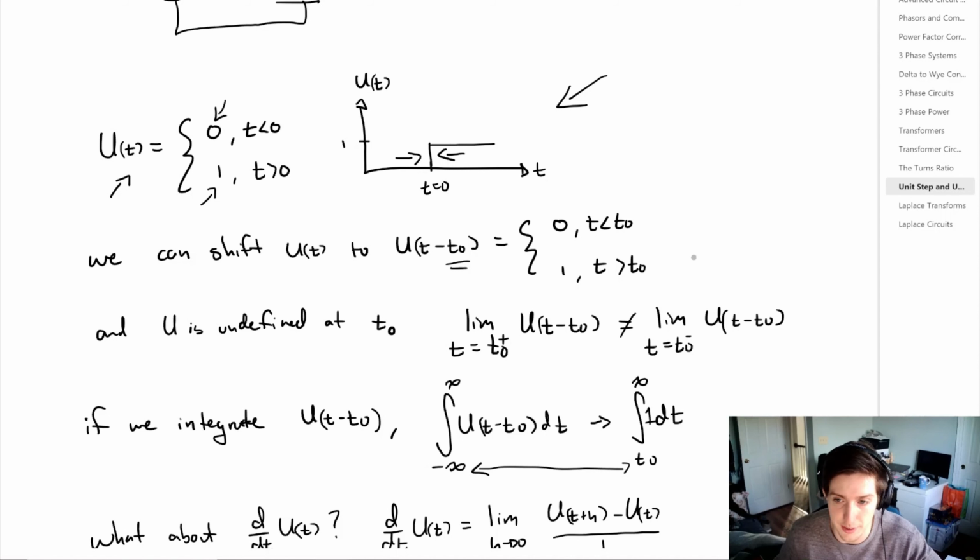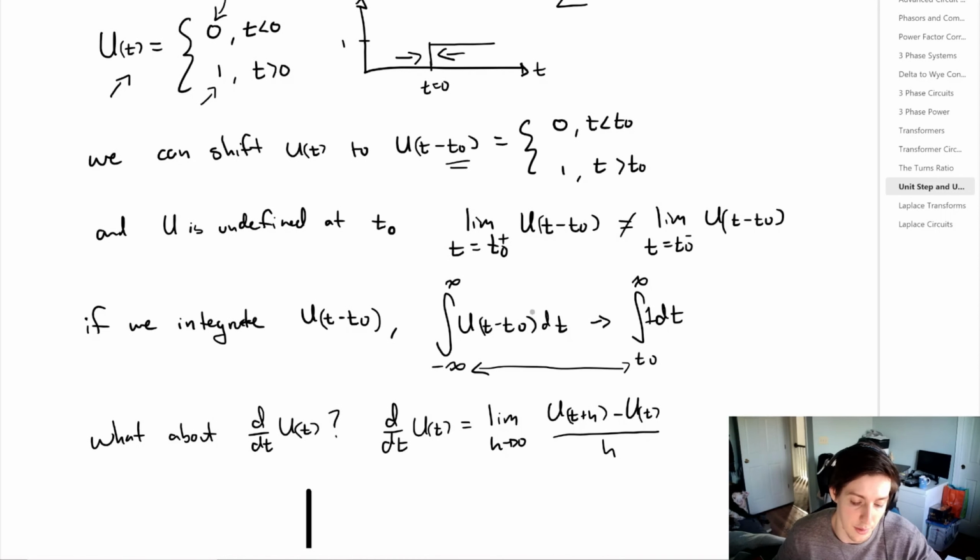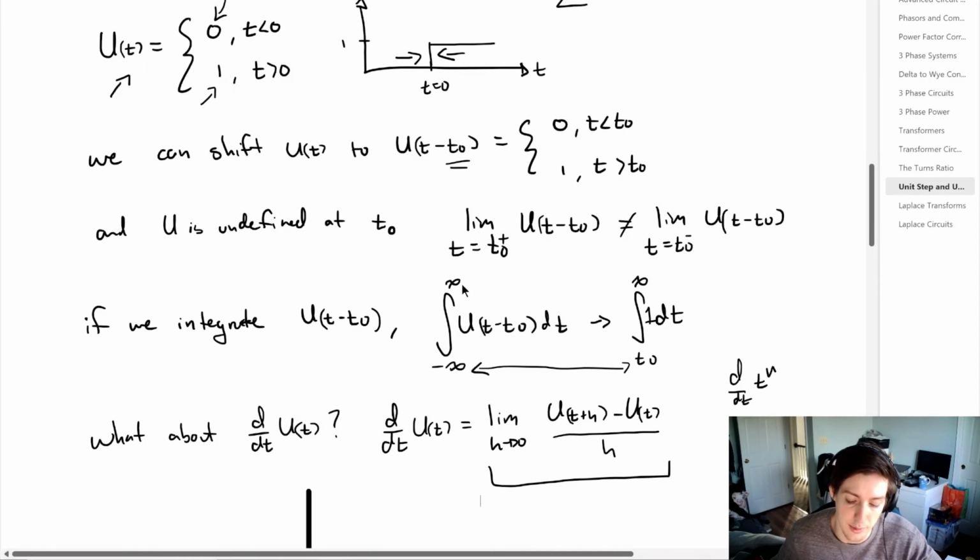And that's how we can do that integration. Now, what about the derivative of the unit step function? Well, there's not really a nice way, as compared to something like the time derivative of t to the n. So we're going to go back to the original formula for a derivative. We have the limit as h goes to 0 of u of t plus h minus u of t, divided by h. And we kind of just want to look at what that derivative looks like.